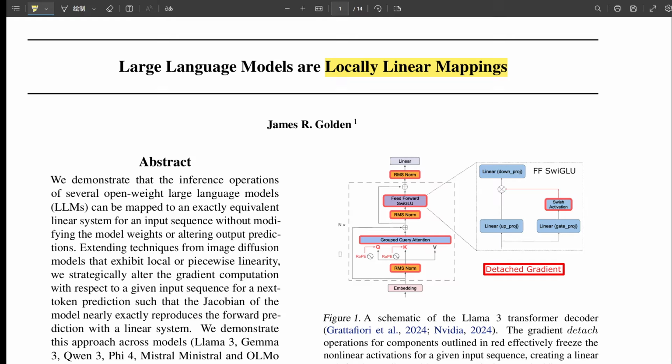Okay, let's zero in on that core innovative finding then. Local linearity. What's the paper's central thesis claiming here exactly? So, based on their analysis of several open-weight models, they specifically mentioned testing Llama 3, Gemma 3, and Qwen 3. The paper's main argument is this. While these LLMs are definitely complex, globally nonlinear functions, for any single input sequence you feed them, the mathematical operations they perform behave essentially as a nearly exact local linear system.